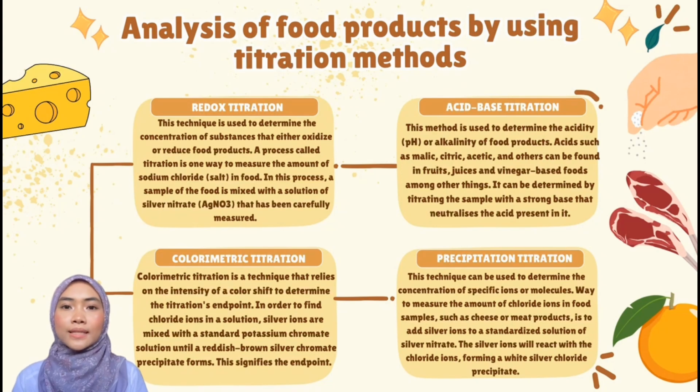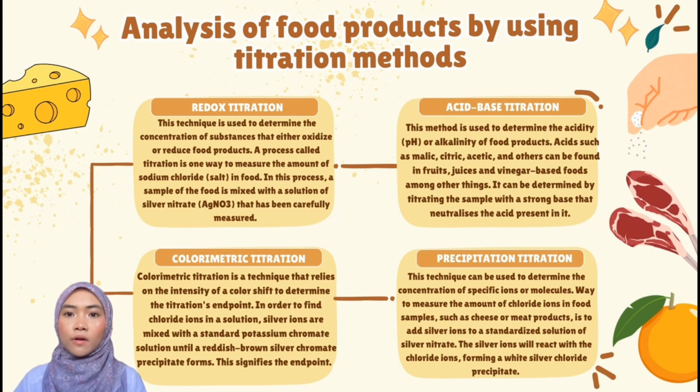First and foremost is acid-base titration. This method is used to determine the acidity, pH, or alkalinity of food products. Acids such as malic, citric, acetic, and others can be found in fruit, juices, and vinegar-based food, among other things. It can be determined by titrating the sample with a strong base that neutralizes the acid present in it.